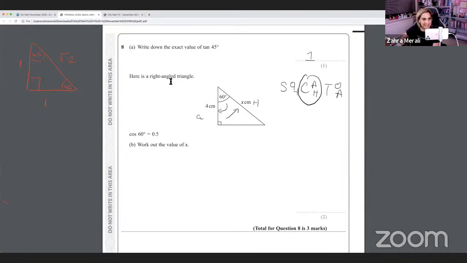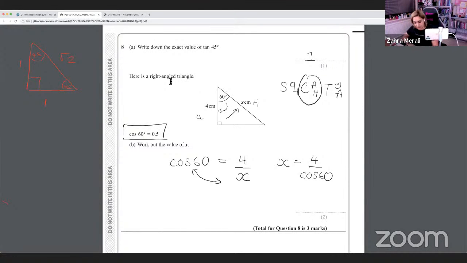So what we can see here is we've got cos 60 is the adjacent, which is 4, over the hypotenuse, which is x. Now, whenever you've got a fraction like this with x on the bottom, you just do a swap. So you get x equals 4 over cos 60. You're told cos 60 is a half. So you've got 4 divided by 0.5. When you divide by a half, it's the same as timesing by 2. So x equals 8. So your final answer will be x equals 8.